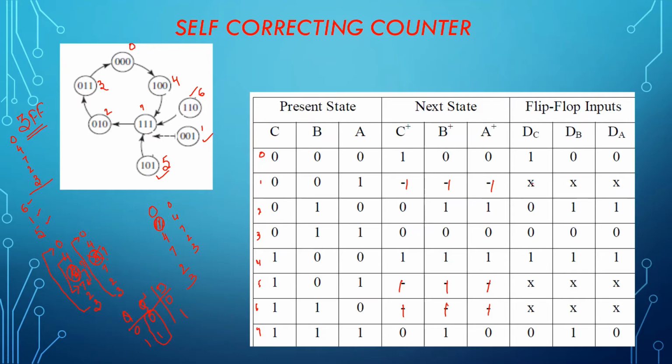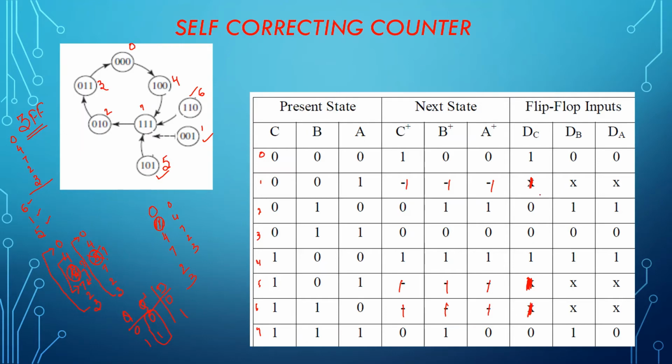Give the input as 1 here. Give the input as 1 here. Present state is 0, next state is 0. So all the values have been filled up. Present state is 1 here, next state should also be 1. Give the input as 1 here. Present state is 1, next state is 1. Give the input as 1 here.